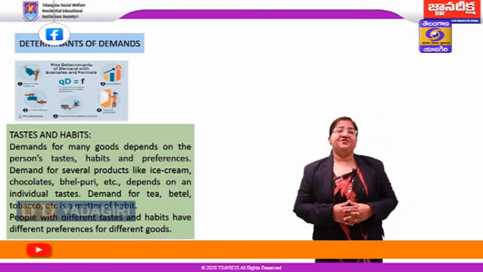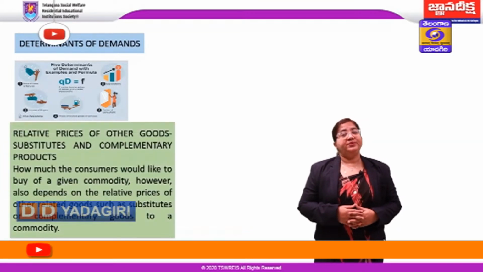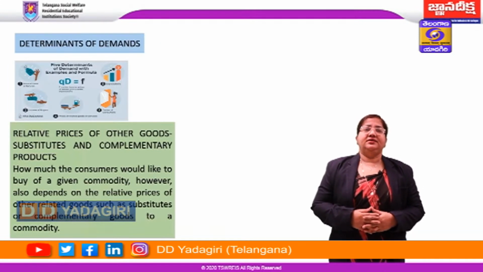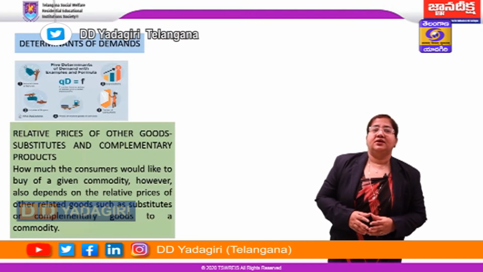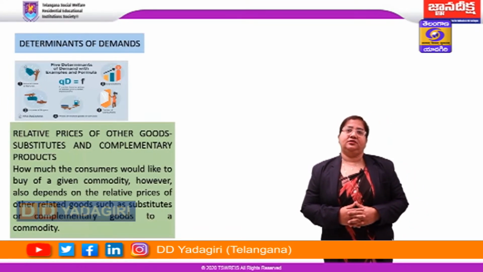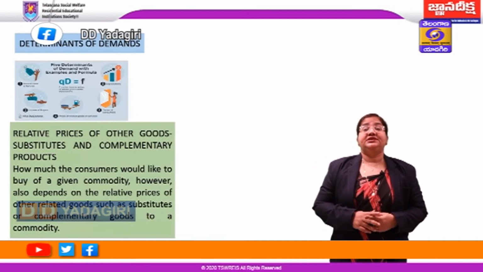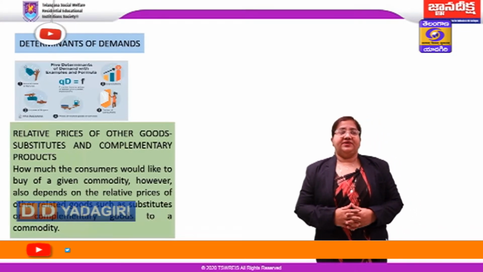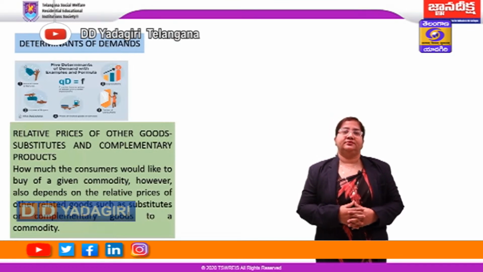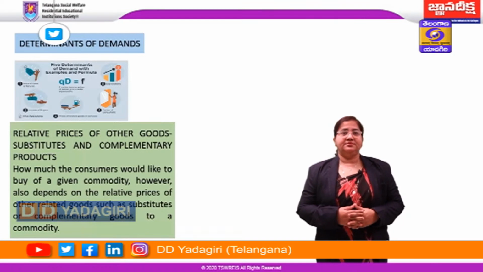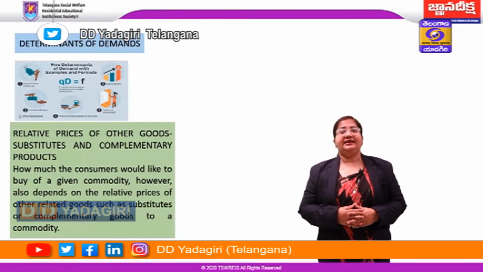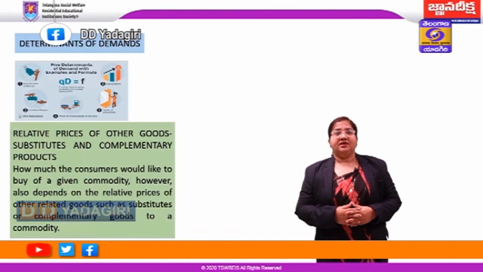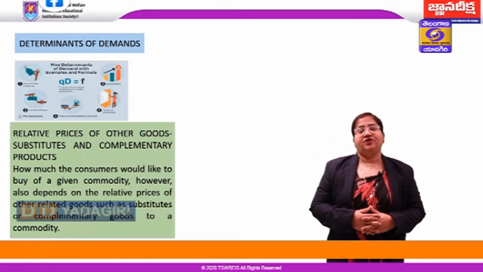The next factor is the relative prices of other goods like substitutes and complementary goods. Now, how much the consumer would like to buy of a given commodity also depends on the relative prices of other goods, such as substitutes and complementary goods. Now, what are these substitute goods? See, when a want can be satisfied by alternative similar goods, they are called substitutes. For example, peas and beans, groundnut oil and til oil, tea and coffee, jowar and bajra. These are substitutes for each other.